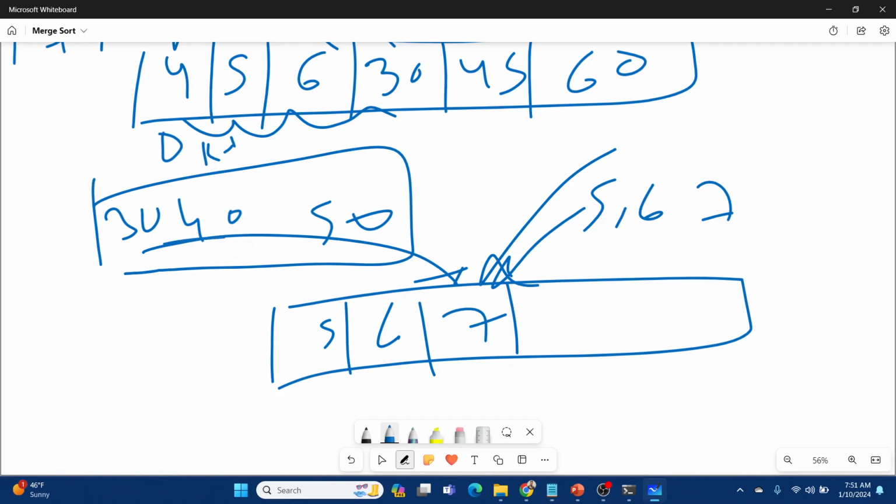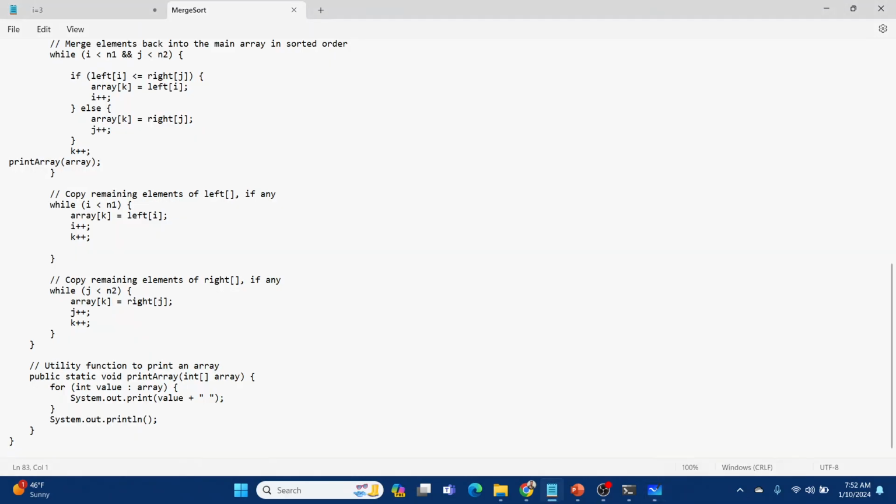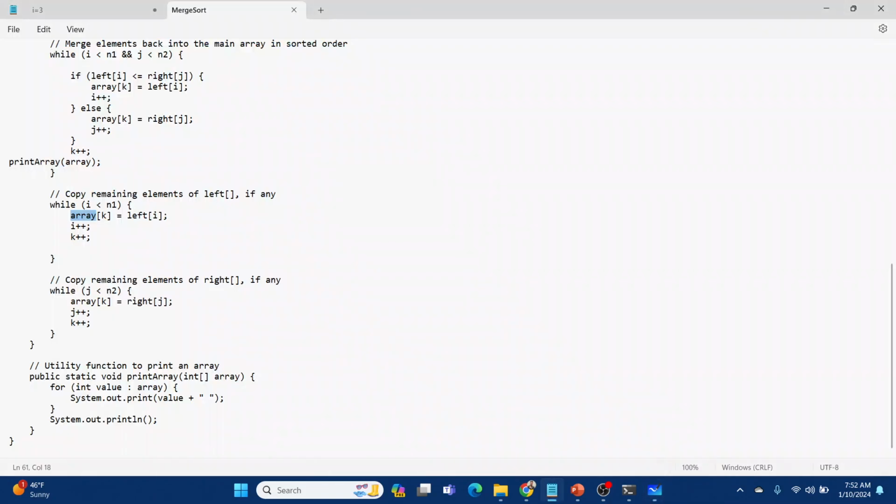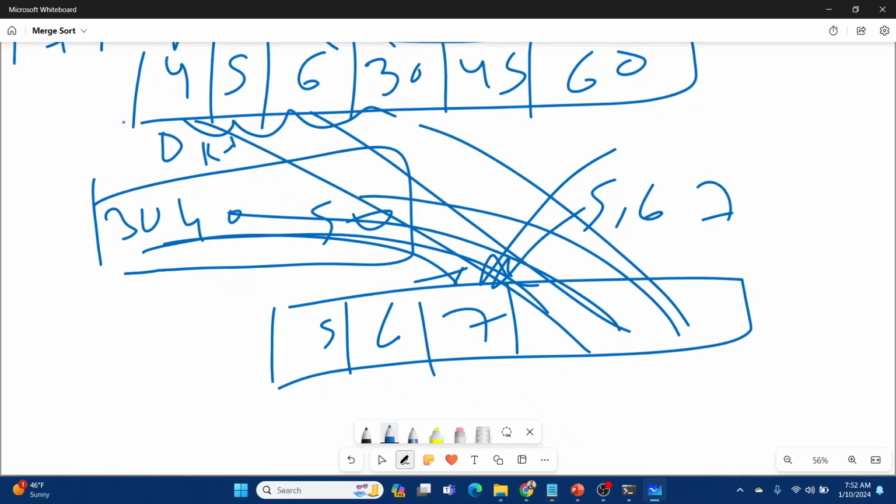So we will copy it continuously, 40, 50. There is no need to do the conditioning, just put arr k is equal to left i, and i plus plus, k plus plus. So we will put this value in directly. So copy the remaining elements of left or copy the remaining elements of right if this loop breaks. That's how we got our full-fledged sorted array over here.